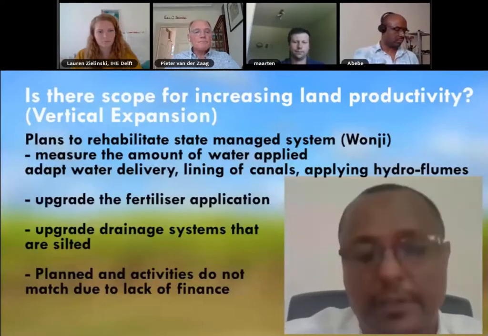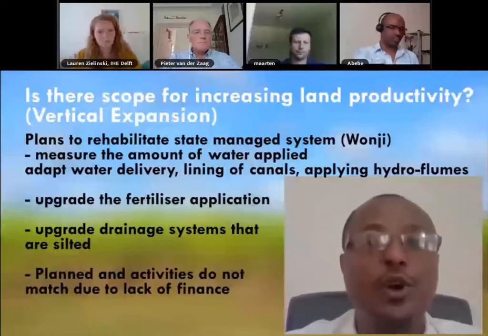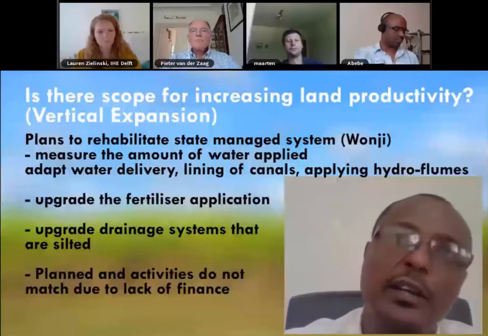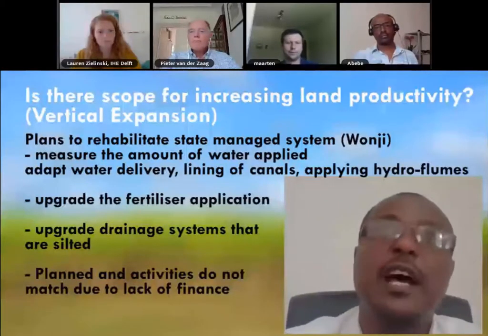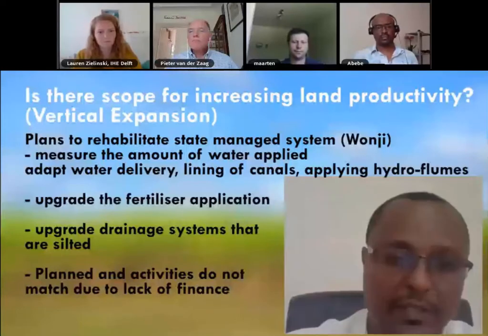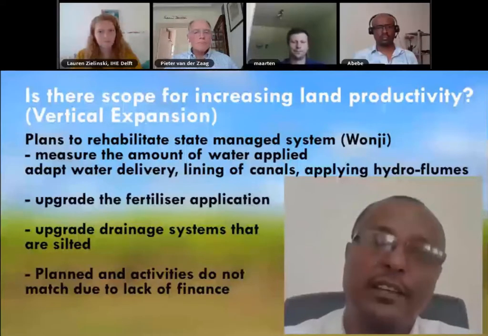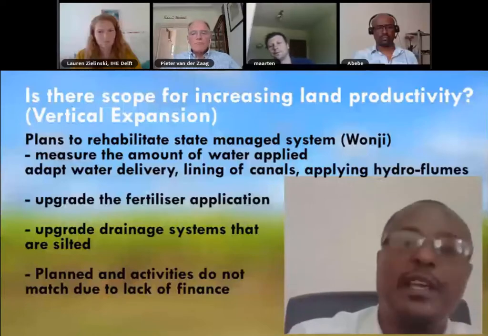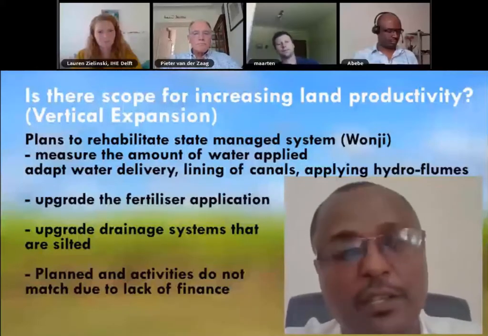In the state-owned farms, the company itself arranged a rehabilitation project to rehabilitate the whole system: the irrigation, the mechanization, every system. That rehabilitation project increases the land productivity by a certain amount. But we cannot continue that rehabilitation year to year. We stopped that rehabilitation project at some period. So the problem still continues. That is one measure taken by the company to reduce the problem.